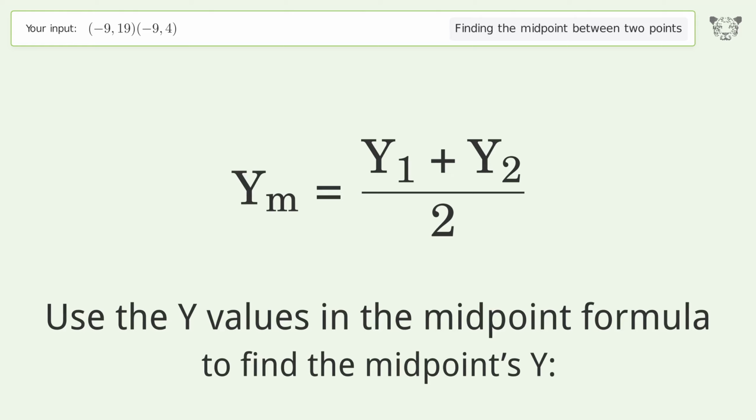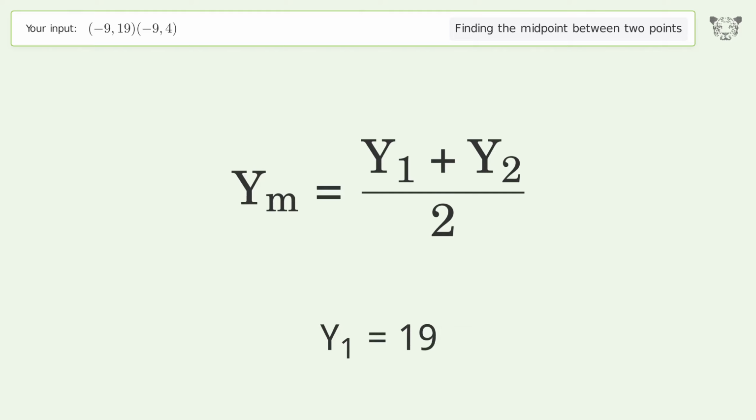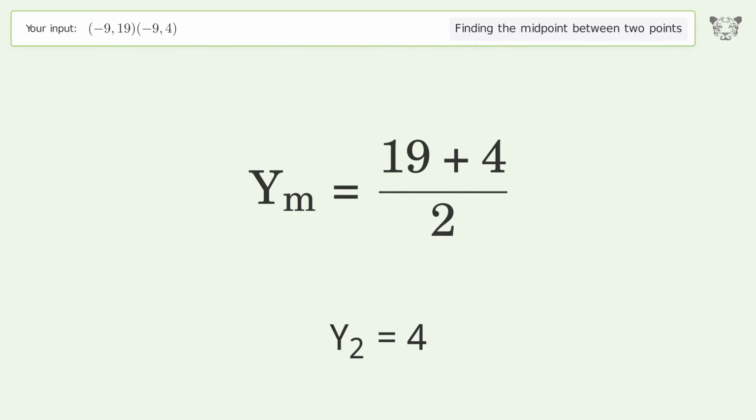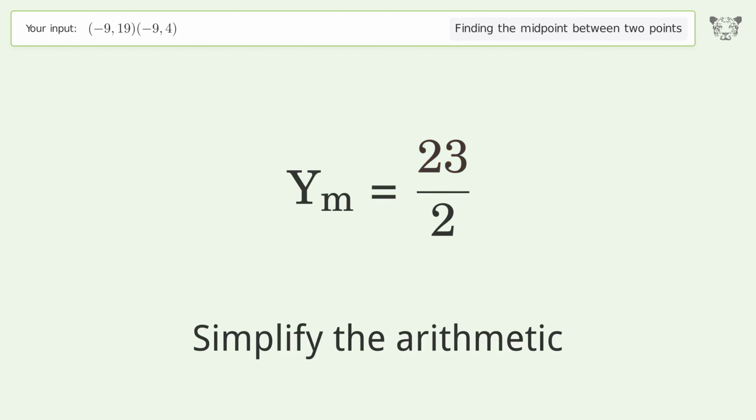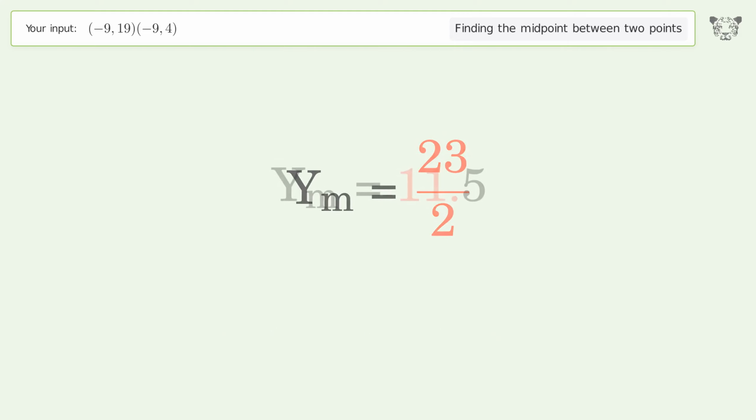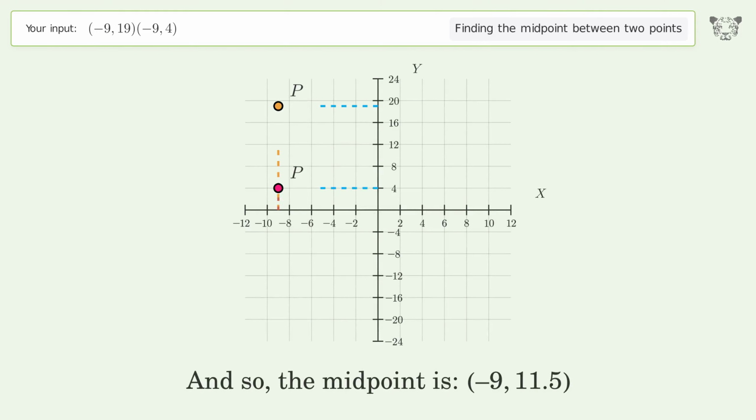Use the y values in the midpoint formula to find the midpoint's y. y1 equals 19. y2 equals 4. Simplify the arithmetic. And so, the midpoint is -9, 11.5.